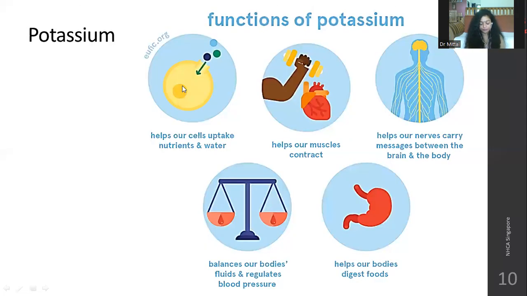Next is potassium. Potassium is again a positively charged ion represented by K and a plus. It means potassium ion. Sodium and potassium are known as alkali forming ions. They make your body not acidic but alkaline. The total potassium in the body is around 250 gram. So these are the functions of potassium.